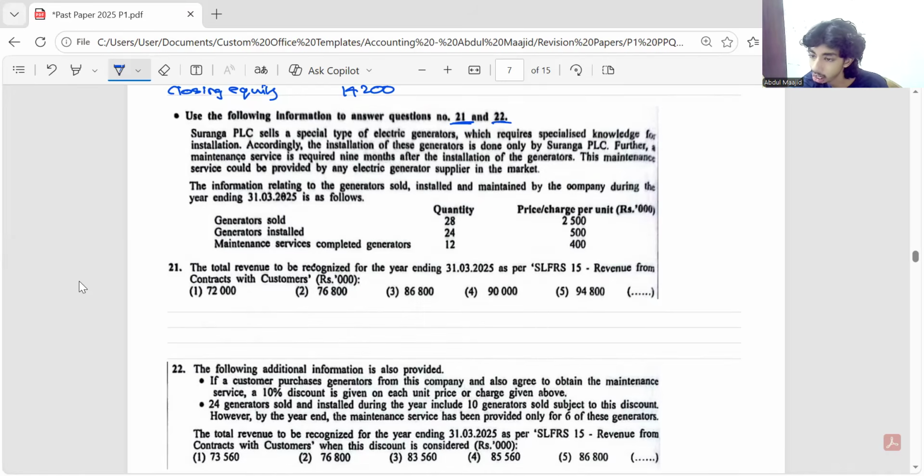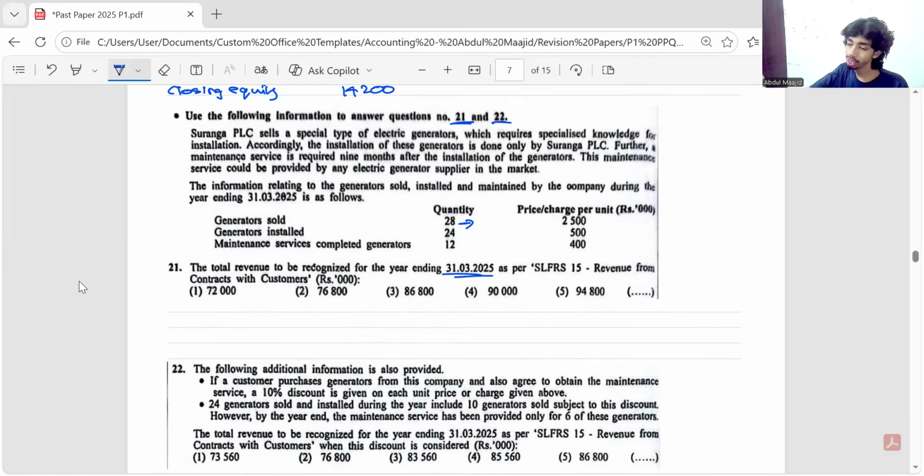Further, a maintenance service is required 9 months after the installation of the generator. The maintenance service could be provided by any electric generator supplier in the market. So maintenance service can be done by anyone, so you can treat it as a separate performance obligation. Then the total revenue to be recognized for the year ending 31st March 2025. How much can we recognize as revenue?